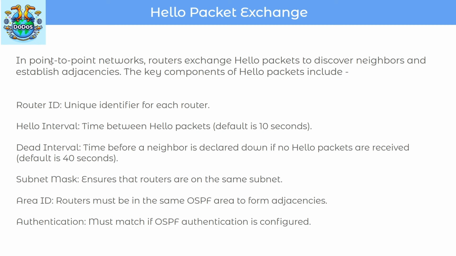Hello packet exchange. In point-to-point networks, routers exchange hello packets to discover neighbors and establish adjacencies. The key components of hello packets include the router ID, which is a unique identifier for each router, the hello interval, which is the time between hello packets, the dead interval, which is the time before a neighbor is declared down if no hello packets are received, the subnet mask, which ensures the routers are on the same subnet, area ID, which ensures that the routers must be in the same OSPF area to form adjacencies, and authentication, which must match if OSPF authentication is configured.